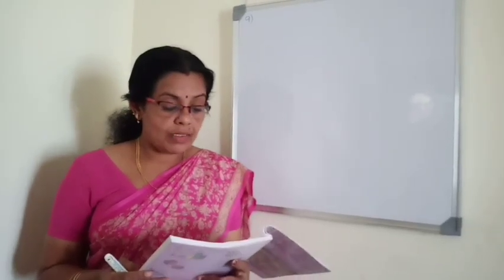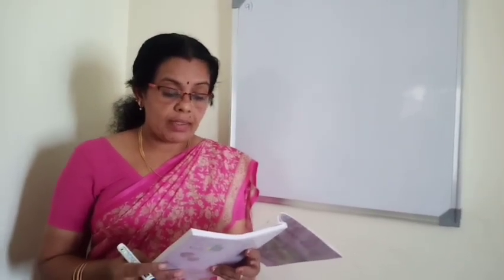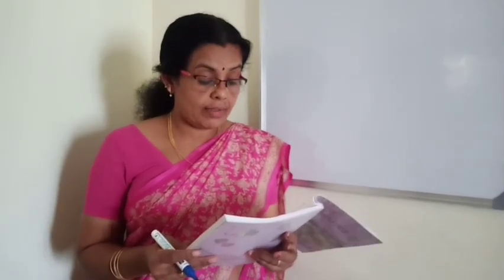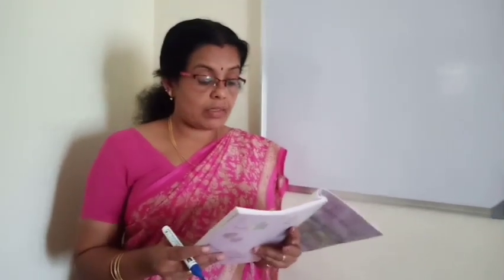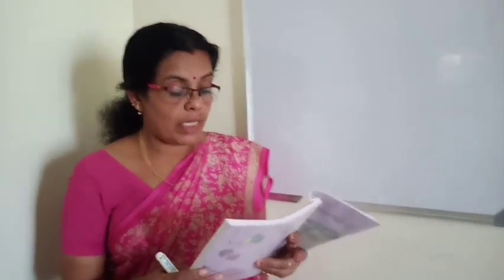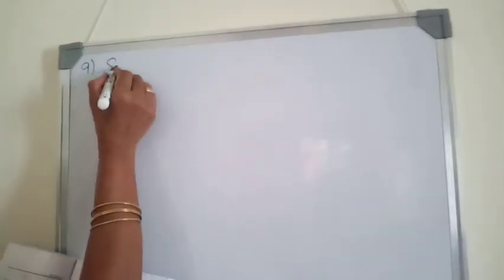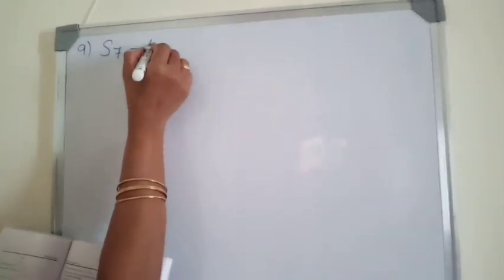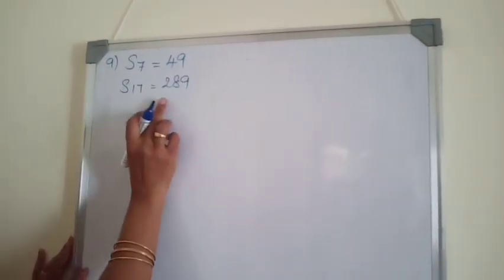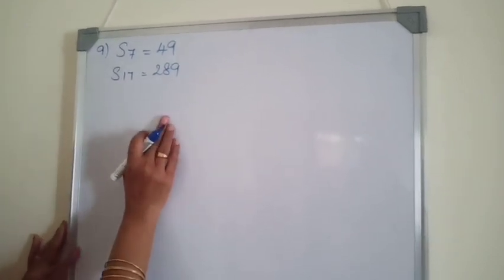The 9th question is, if the sum of first 7 terms of an AP is 49 and that of 17 terms is 289, find the sum of first n terms. Here they had given the sum of first 7 terms of an AP is 49. Sum is denoted by S. Sum of 7 terms is denoted by S7. So the sum of 7 terms is 49 and the same AP's sum of 17 terms is 289. We have to find the sum of n terms in this AP.